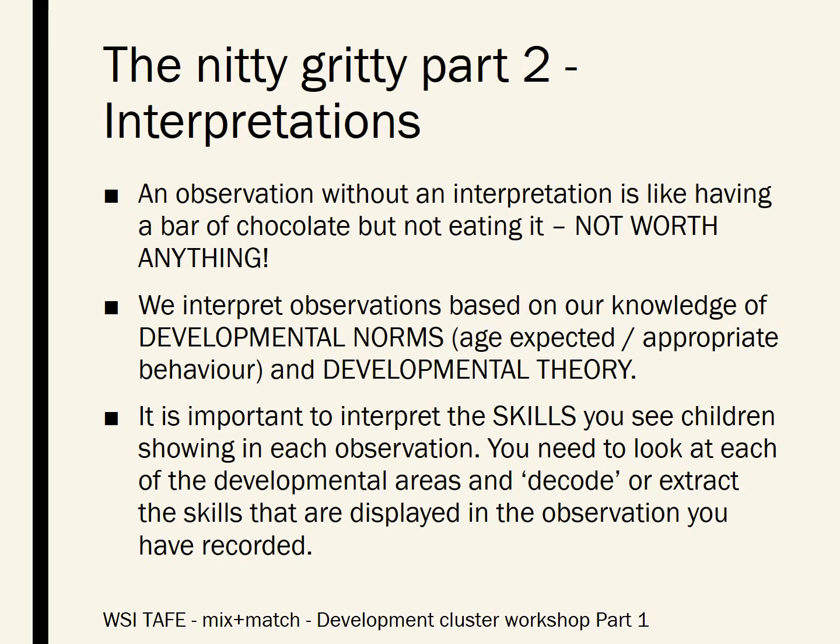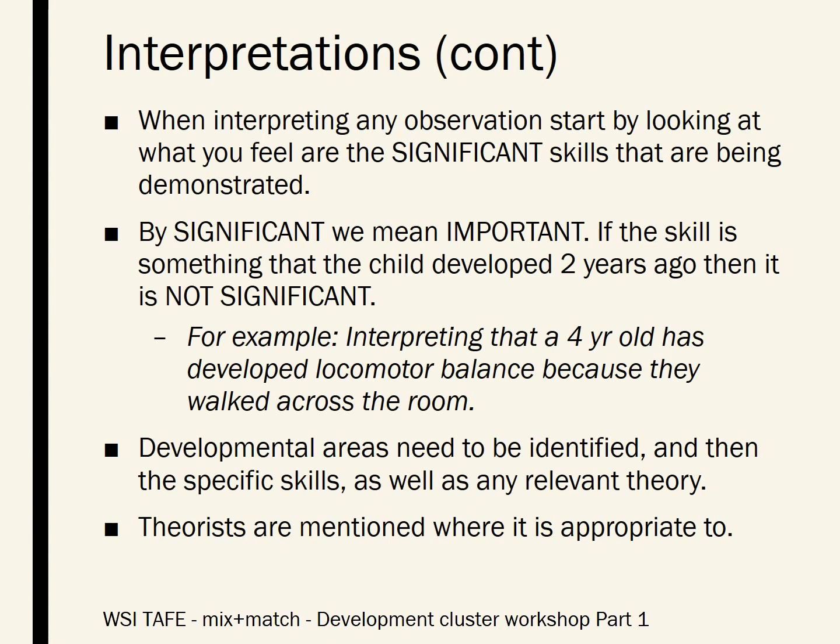It's really important that you interpret the skills that the child is showing. So we extract the information that we've written and decode the important information, and we write it into our interpretation. When you're observing them, start by writing your observation. Get a pencil or a highlighter and go through what you've written and highlight or underline what you think is significant for that child at the age that they are.